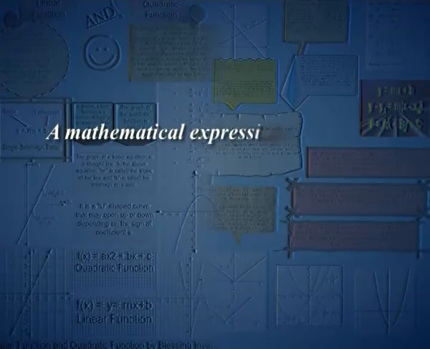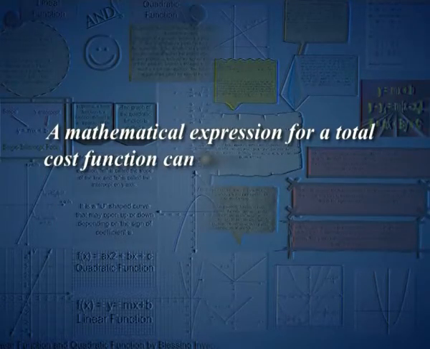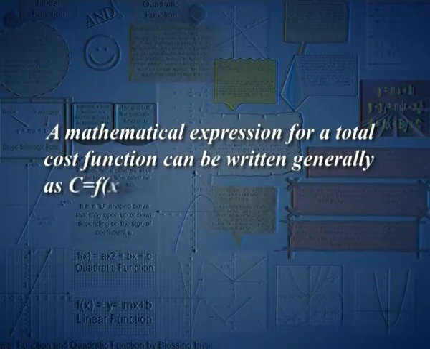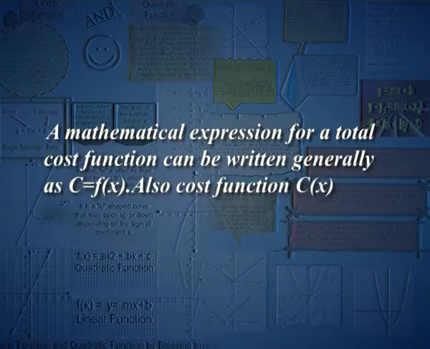The next one is cost function. What is a cost function? The relationship between the output, which is given by x of a commodity, and the total cost, which is given by capital C of a commodity, is called a total cost function. A mathematical expression for a total cost function can be written generally as capital C equals f of x.